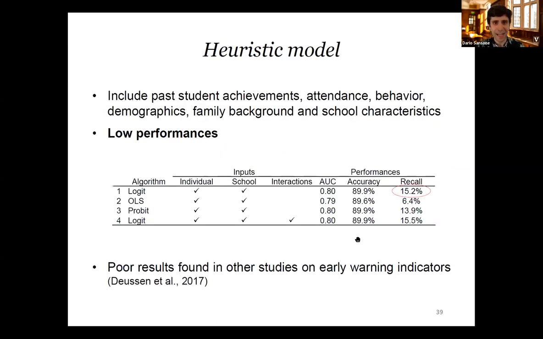So jumping to the result, what you see here is the result for the heuristic model, either logit or probit, where I put some basic variables, which again, as in the Nigeria case, most economists will agree are correlated with success in school. And the recall rate is quite low. And so most students will not be identified as being at risk of dropping out using this model, which again, I want to emphasize, is even better than what schools used to do at that time, which is only using three predictors: GPA, behavior, and attendance. And this poor result has been found also in other studies in this literature. So I'm not the only one finding this.